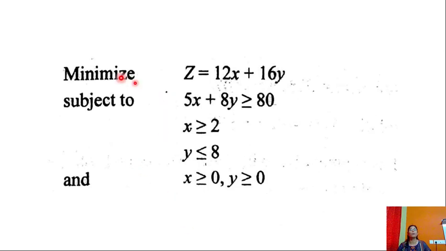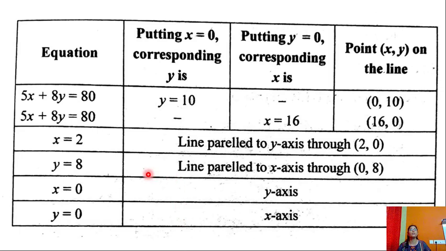Now let us take this problem. This is a minimization problem. Here this is a constraint which is greater than equal to 80. Next, x is greater than equal to 2, and y is less than equal to 8. We have to convert these three constraints into equalities and solve. So let us put the table like this.